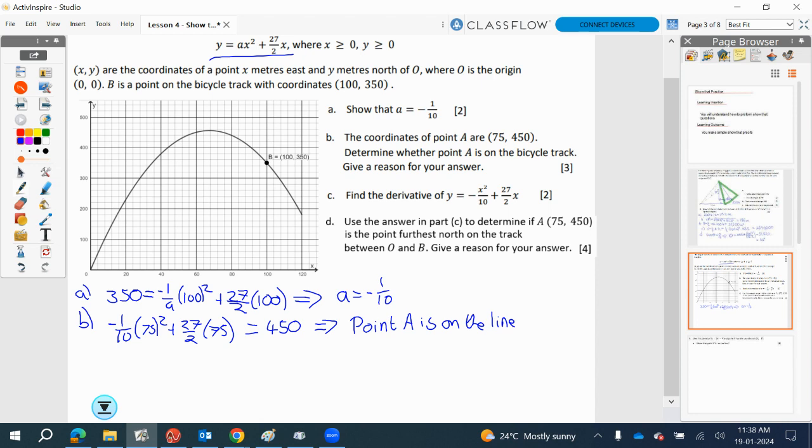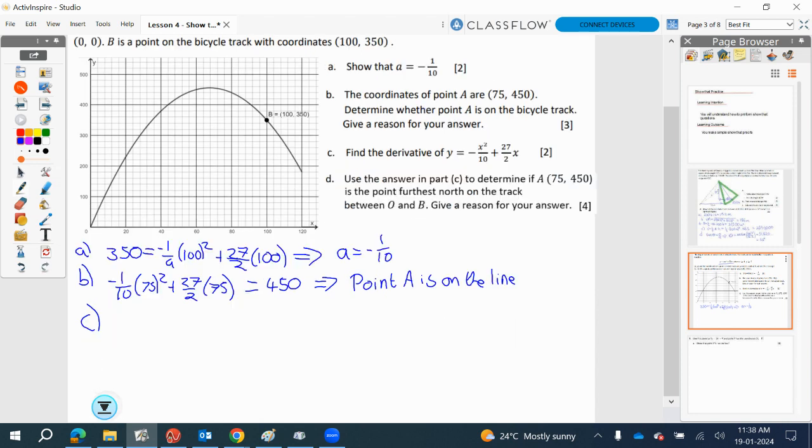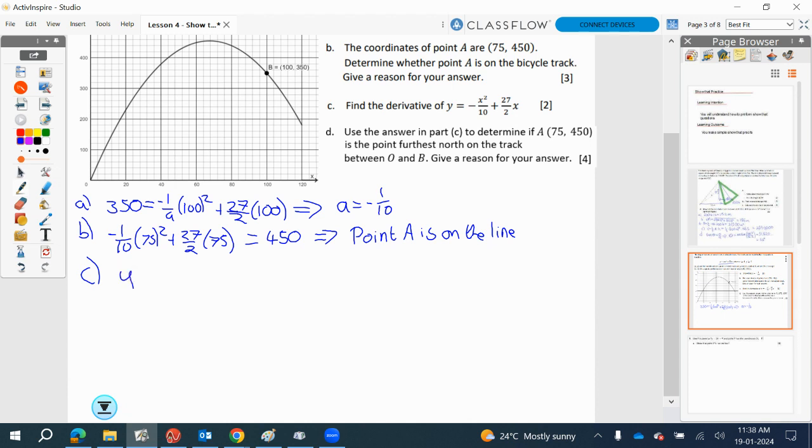So next up, find the derivative. Okay, have a go at finding the derivative. Okay, so it's negative 2x over 10 plus 27 over 2.